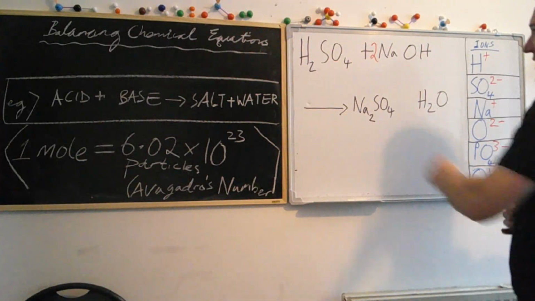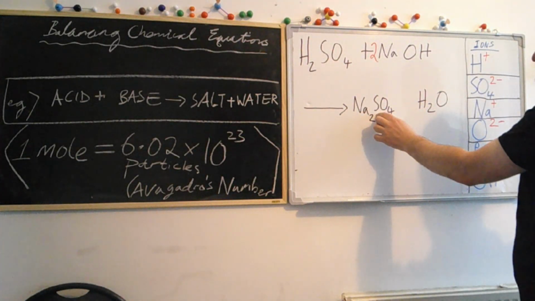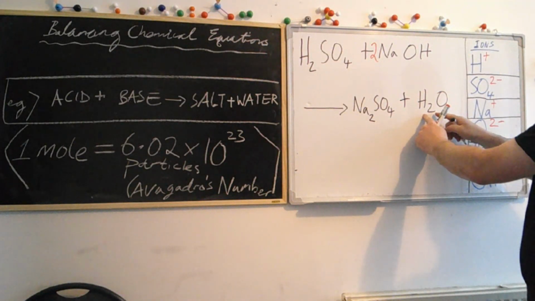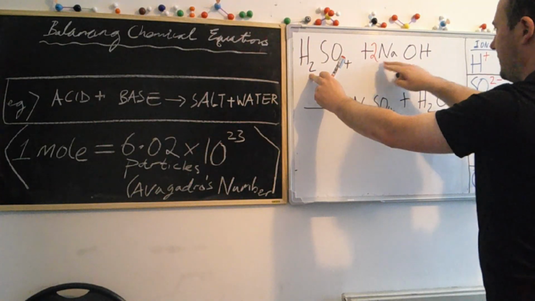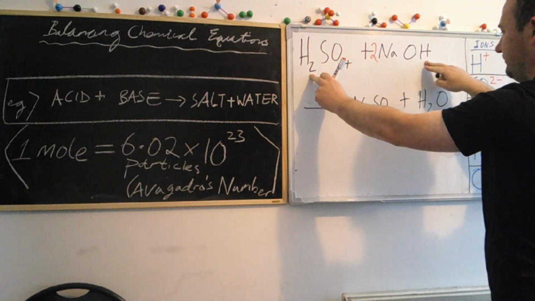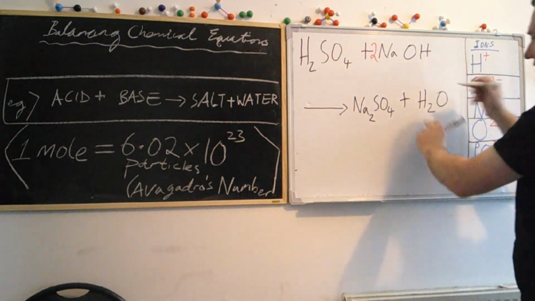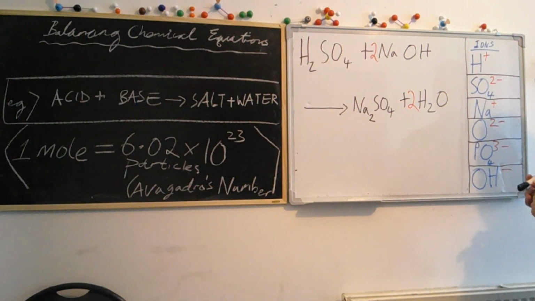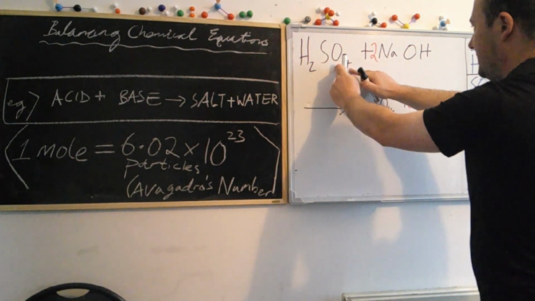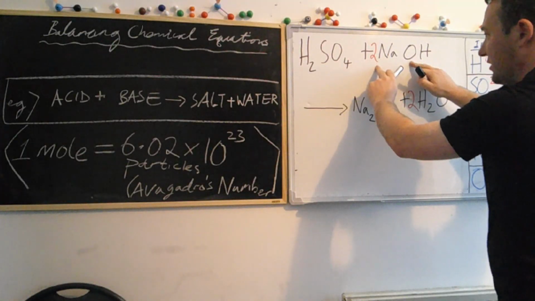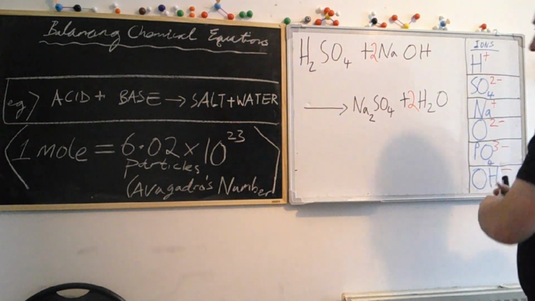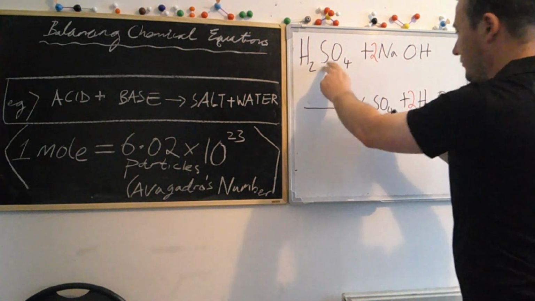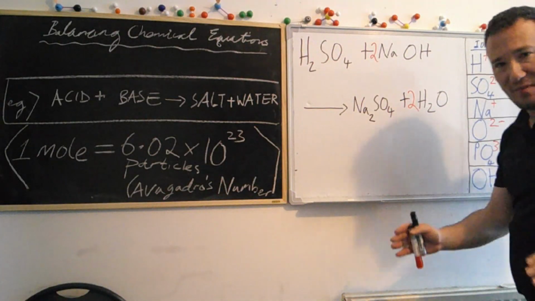Now let's see. Sulfate looks okay, 1 on each side, but I've got 4 hydrogens. So I need 2 times 2, which gives me 4 here. Now let's check. 4 oxygens, add 2 oxygens is 6 oxygens. So 4 and 2 is 6, 2 sodiums, check, 1 sulfur, everything balances.